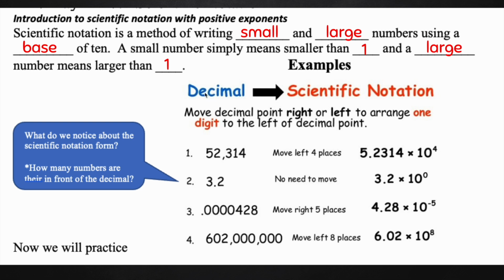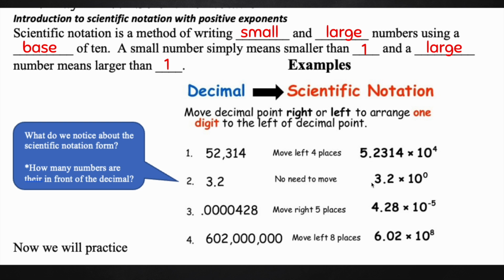So we can see here, decimal to scientific notation, and decimal, another way to say that is standard notation. So keep in mind, Alex will use that wording. You're going to move the decimal point right or left to arrange one digit to the left of the decimal point. So remember, there needs to be one number in front of the decimal when you're taking it from standard notation to scientific notation.